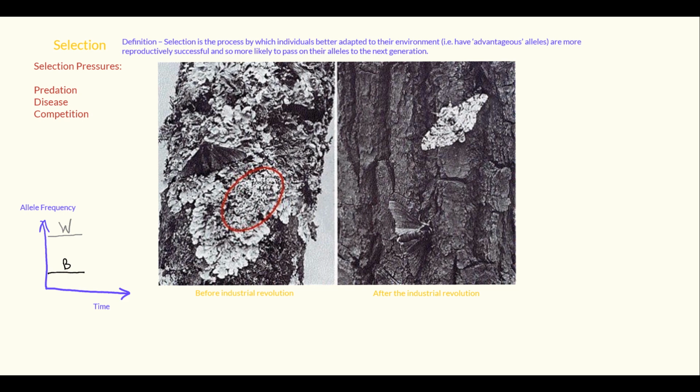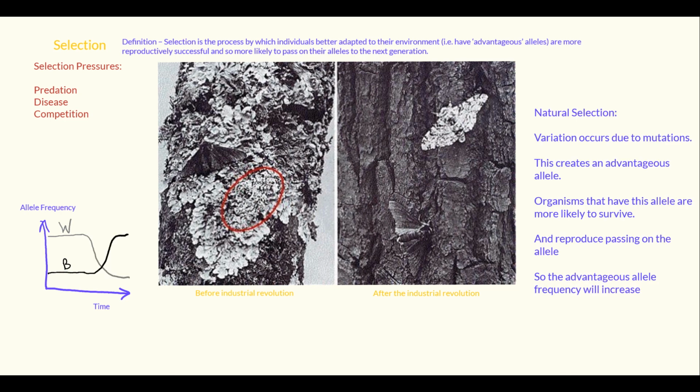But then the Industrial Revolution occurred, and you can see that the nice white lichen got damaged, and in fact the trees were covered in a very thick soot, which made the trees have this very dark appearance. Now, when the trees have the dark appearance, you can see that the white peppered moth now stands out really clearly, and the black peppered moth has much better camouflage and therefore is less susceptible to predation. So after the Industrial Revolution, the number of black moths increased because they now have an advantageous allele, and the number of white moths massively decreased because they were susceptible to predation.